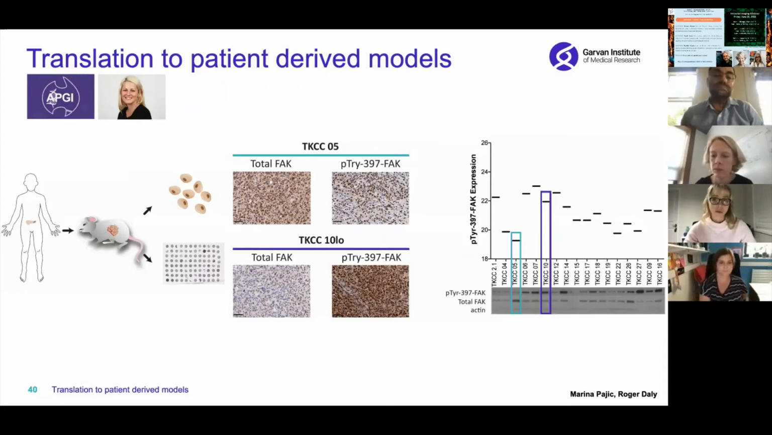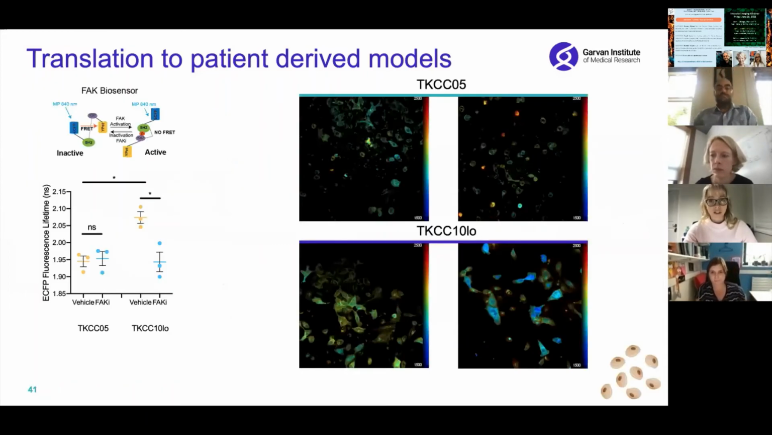And what we wanted to see first was how these cells responded quite simply to our FAK inhibitors. Now, if we take the FAK biosensor, put it into these cells, and then watch their response to our FAK inhibitor in real time, we can see that TKCC5 cells, as we saw before, have very low active FAK, which can't be lowered any further upon treatment with our FAK inhibitors. However, if we take our TKCC10 lines, they have incredibly high levels of active FAK, which we could significantly decrease upon treatment with our FAK inhibitors.